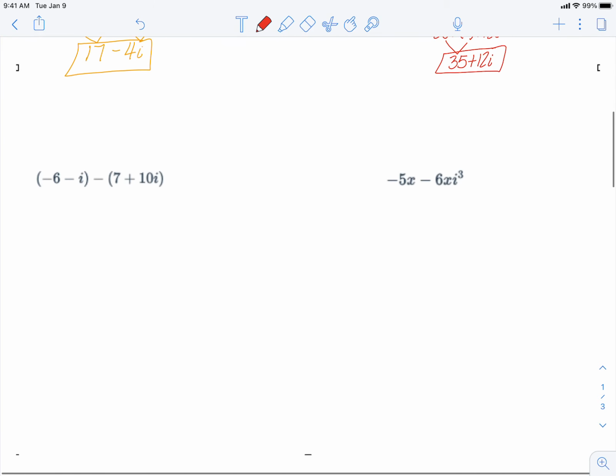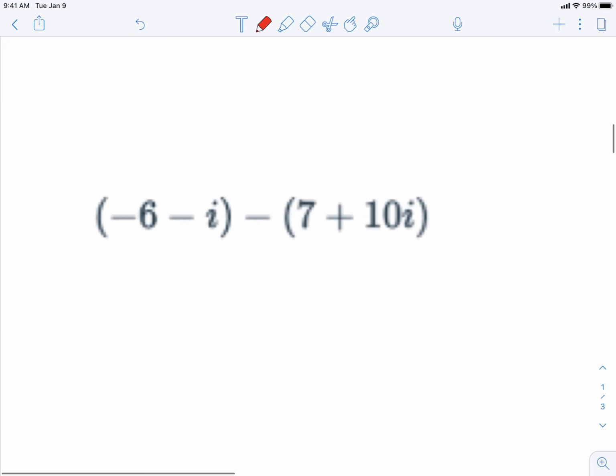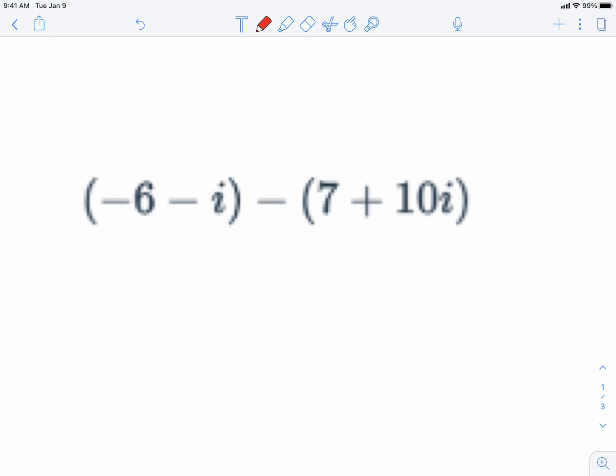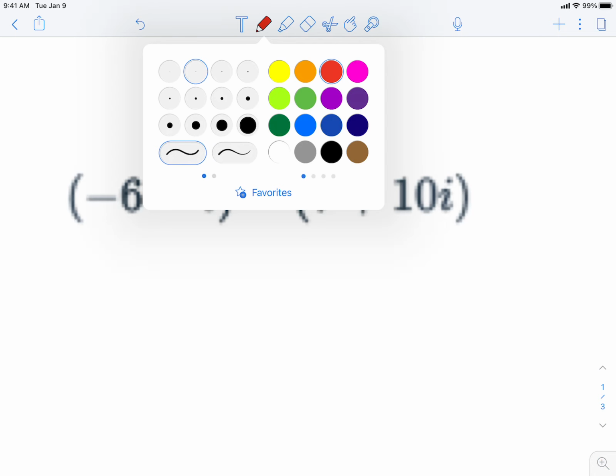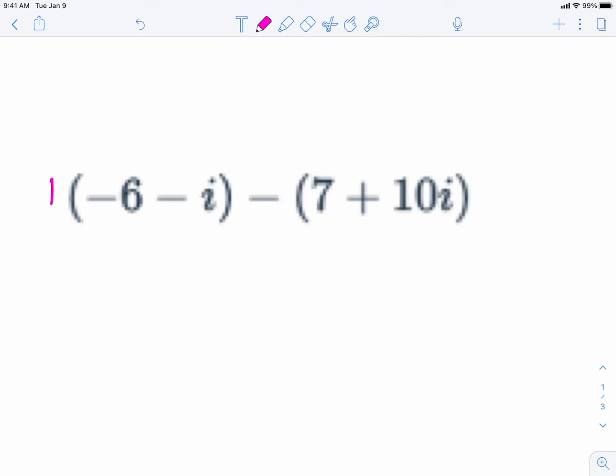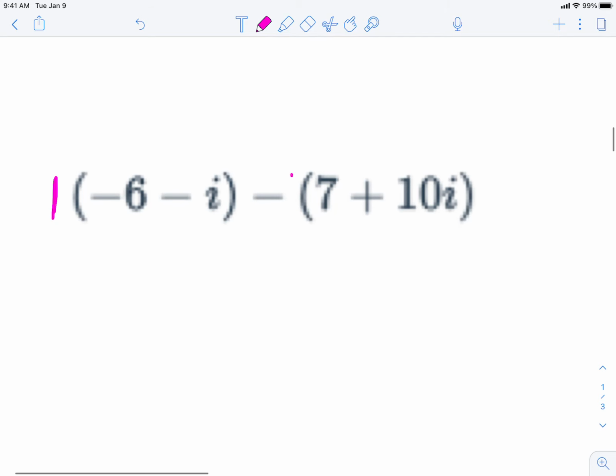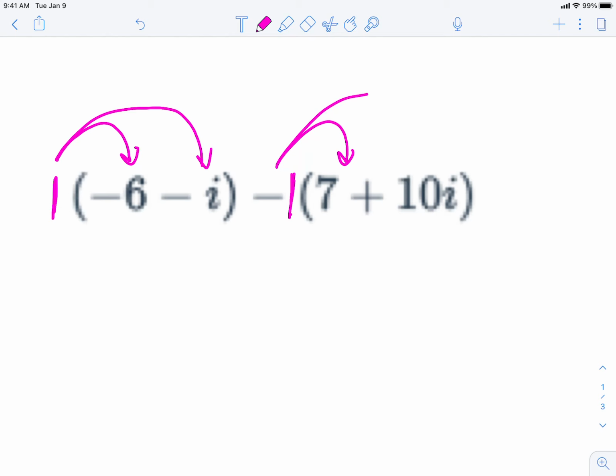Finally, no, not finally, 2 more. Look at this. 2 more. So this is subtracting complex numbers, right? So let's remember that there's an invisible 1 here on the outside of each of these parentheses, right? So I'm going to distribute -1 times 6, -1 times i, -1 times 7, and -1 times 10i.